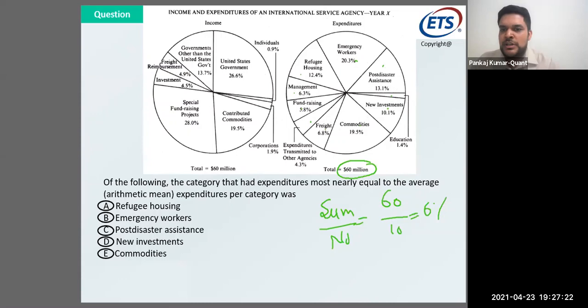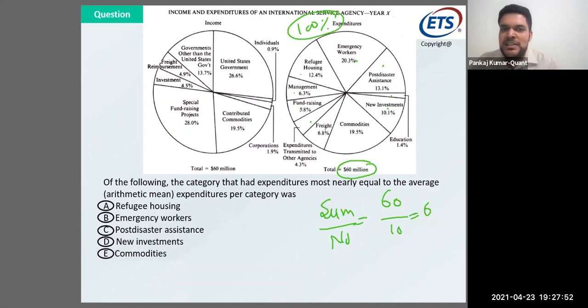It's not in person, it's in dollars. But the data is given in the percentage form. The data is given in percentage. So what should I do? Let's do one thing. Now we need to understand this 60 million is actually 100%. You guys clear with this point? The 60 million is actually what? 100%.